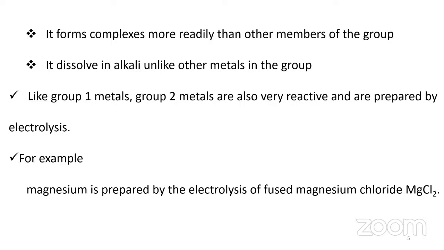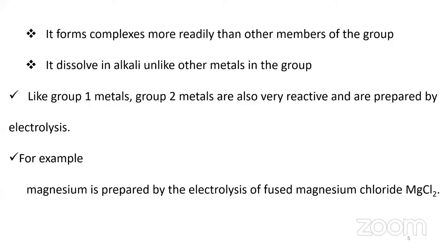Also, your group 2 elements, like your group 1 elements, are very reactive. So most times you don't find them free in nature. They can easily combine with hydrogen, halogens, sulfates, and nitrates. That is why we are also going to look at the oxo salts. So they don't occur freely in nature. Most times, to get the free elements, you normally carry out electrolysis, and this is usually carried out with their fused chlorides.